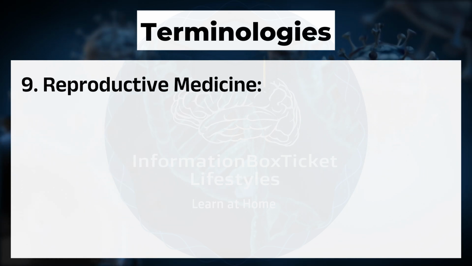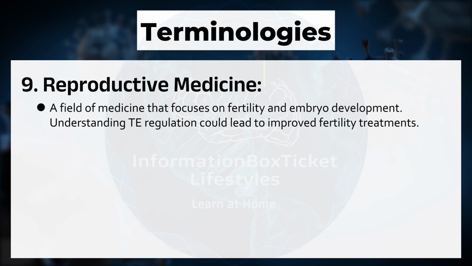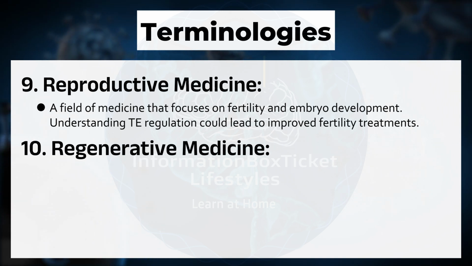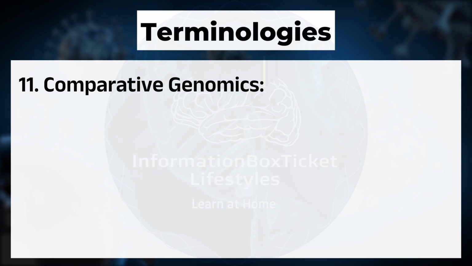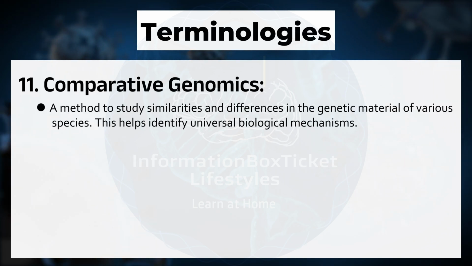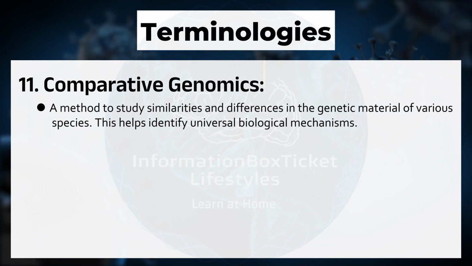Ninth, reproductive medicine: a field of medicine that focuses on fertility and embryo development. Understanding TE regulation could lead to improved fertility treatments. Tenth, regenerative medicine: a branch of medical science focused on repairing or replacing damaged tissues or organs, potentially guided by insights into TEs and cellular plasticity. Eleventh, comparative genomics: a method to study similarities and differences in the genetic material of various species. This helps identify universal biological mechanisms.